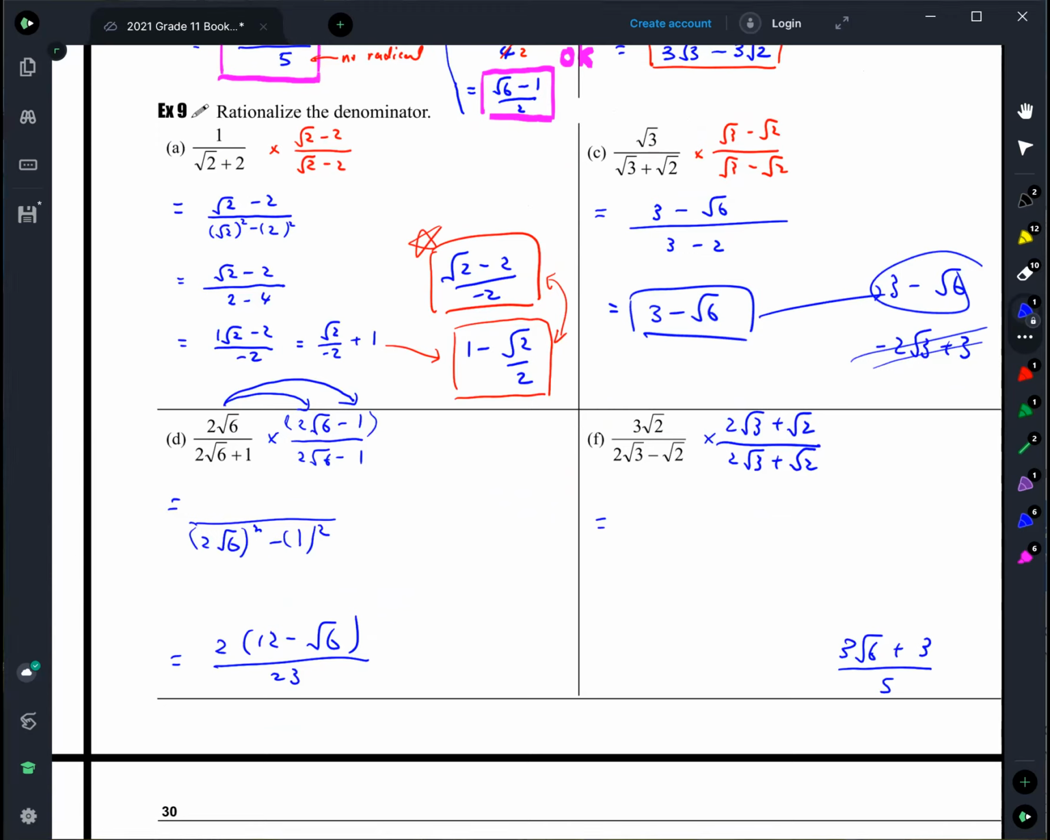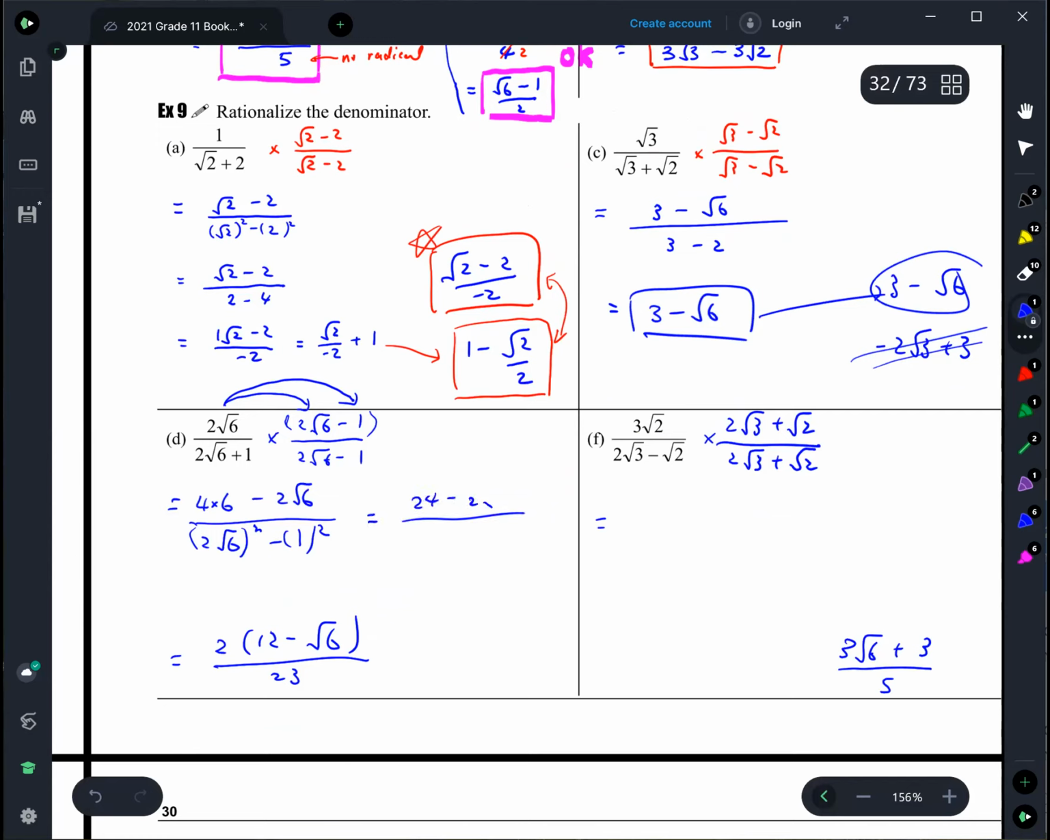Okay, let's look at question D. Denominator, we already wrote it out. Numerator, 2 √6 times itself again will be 4 times 6, and then minus 2 √6. Simplify that: 24 minus 2 √6. And the denominator, 24 minus 1, is 23. That gives you 24 minus 2 √6 over 23. You could leave the answer like this.